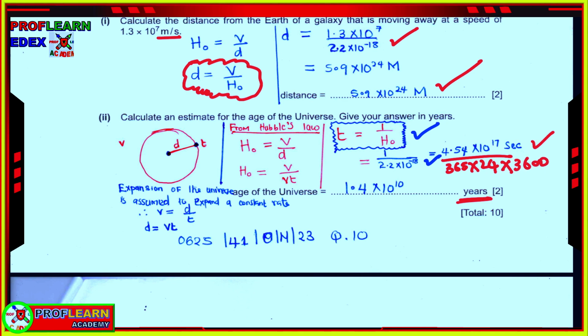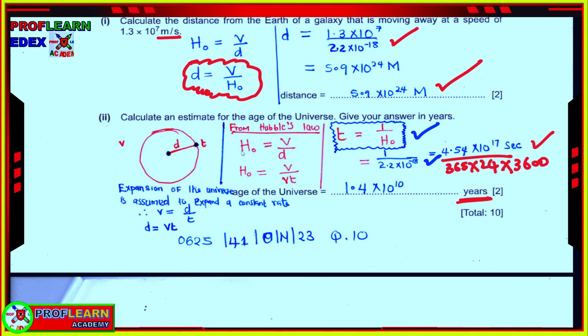So if you take that value and try to put it in the calculator, let's see the answer we're going to get, which is going to be 4.54 times 10 raised to power 17, divided by the answer that is 365 times 24 times 3600. If I work it out, you're going to get 1.4 times 10 raised to power 10 years, right?